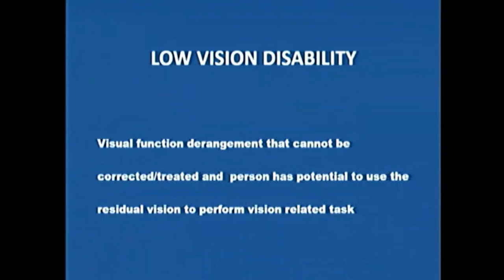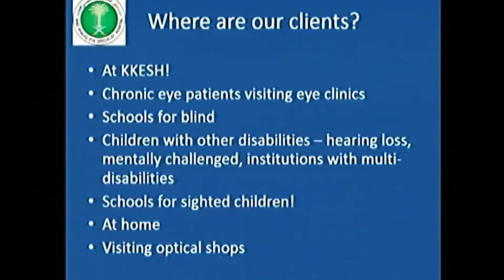The revised definition used is visual function derangement. We are not talking about visual acuity alone now. We are talking about different visual functions which are altered and cannot be corrected or treated, and the person has the potential to use the residual visual function. They are the persons whom we should focus on if we want to do low vision rehabilitation.